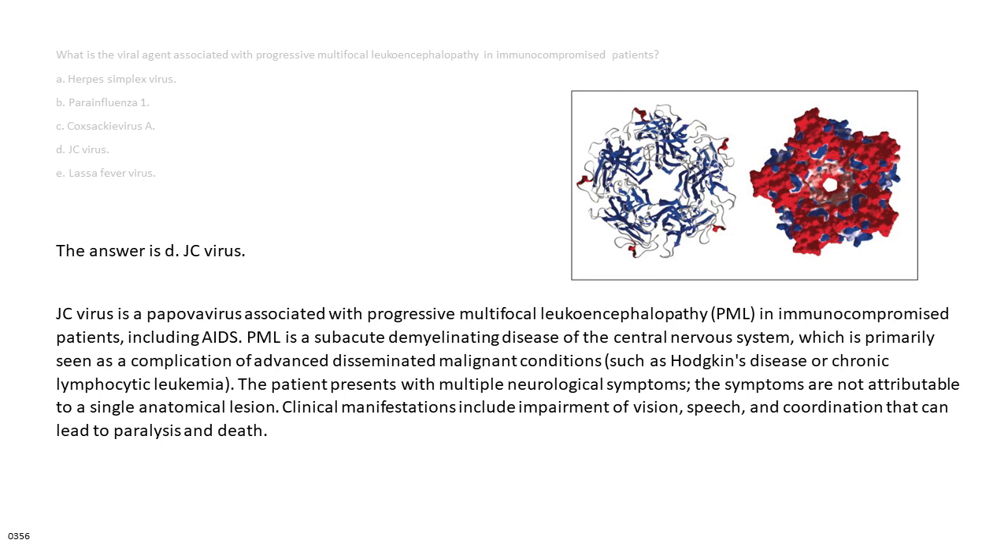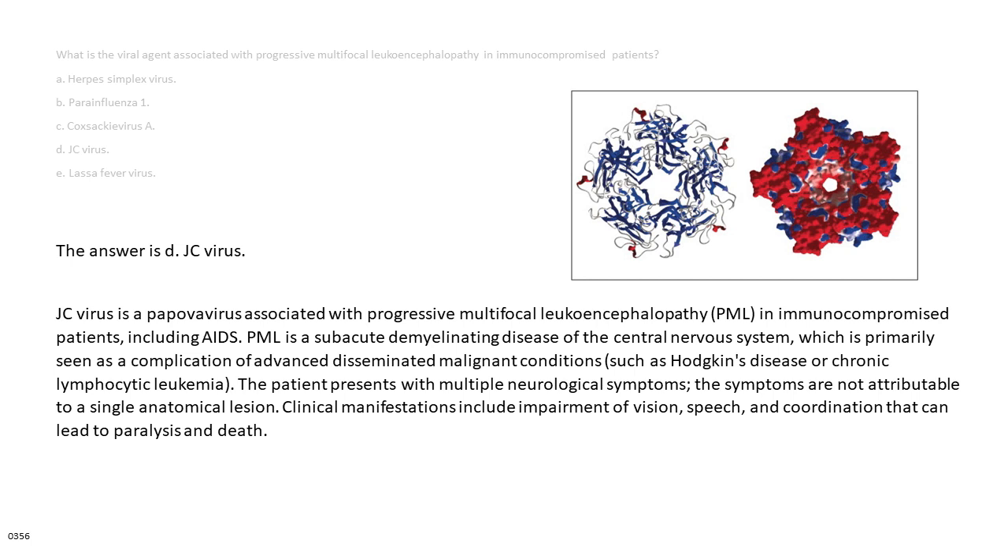The answer is D. JC virus. JC virus is a papovavirus associated with progressive multifocal leukoencephalopathy, PML, in immunocompromised patients, including AIDS. PML is a subacute demyelinating disease of the central nervous system, which is primarily seen as a complication of advanced disseminated malignant conditions, such as Hodgkin's disease or chronic lymphocytic leukemia.